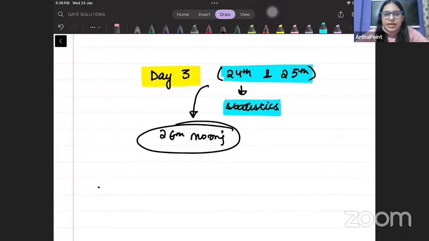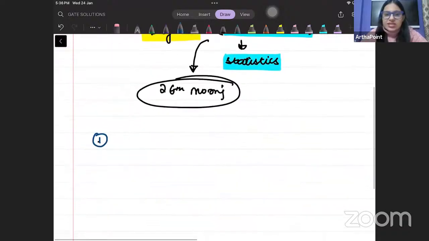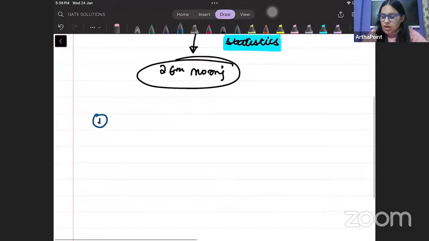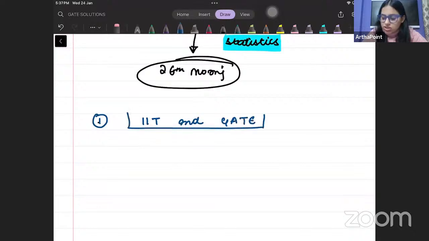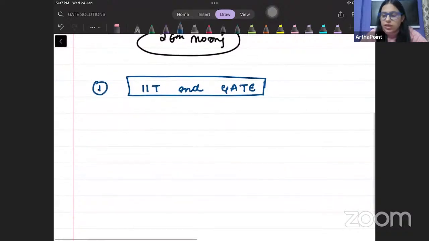Now, why am I dedicating 2 days to statistics? What is the way that we need to follow? First of all, stats is a subject that will be asked in both IIT and GATE papers. So it's a common subject and we need to prepare ourselves in the next 2 days in such a way that we are able to answer questions both based on IIT and based on GATE.